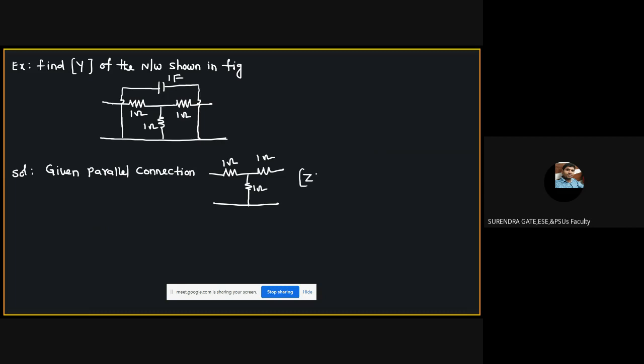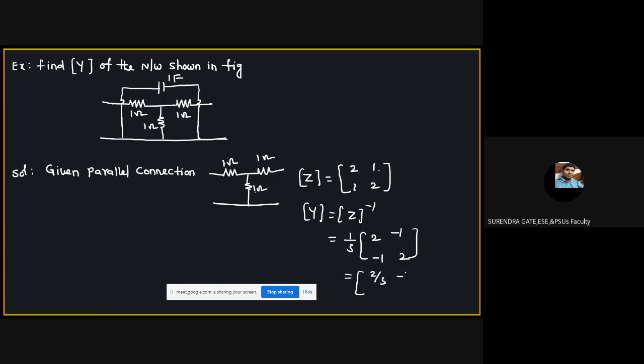First, we find the Z parameters. We can easily find the Z parameters. 1 plus 1 is 2, 1, 1, 2. Then if you want to find Y parameters, take the inverse of that. What is the inverse of this? The determinant is 4 minus 1, which is 3. So 1 by 3. Then D, minus B, minus C, A. What do we get here? Y parameters of network A: 2 by 3, minus 1 by 3, minus 1 by 3, 2 by 3.